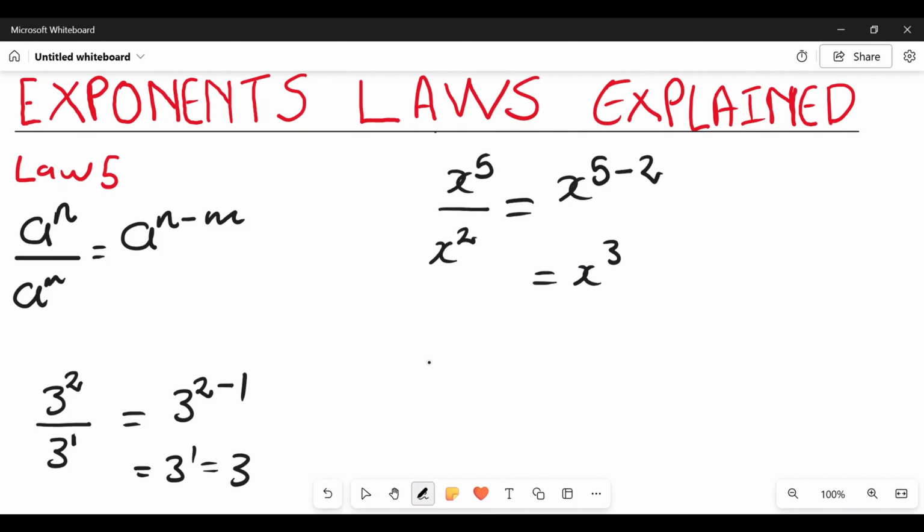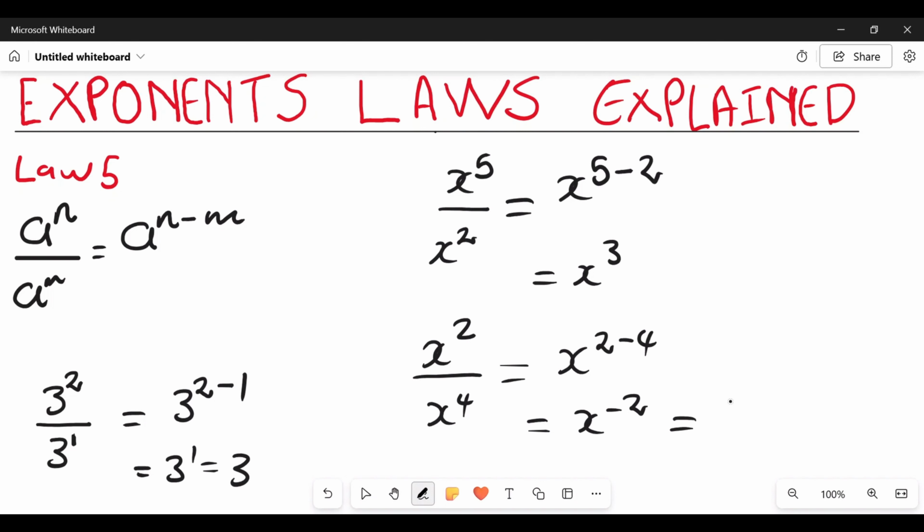Let's make an interesting example here. Let's say this time around we have x to the power of 2 divided by x to the power of 4. Still, we're going to apply this law. As you can see, our bases are the same, which is x in this case. Our exponent is going to be 2, but the one underneath there is going to be minus 4. And then our final answer is going to be x to the power of negative 2, because 2 minus 4 is going to give us negative 2. Let us not forget the law that we did earlier, which was the second law, so it's going to be 1 over x to the power of 2.